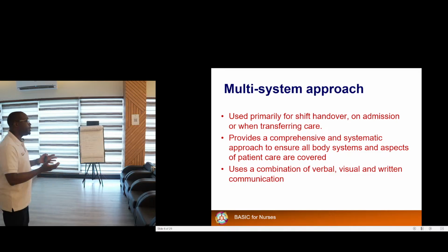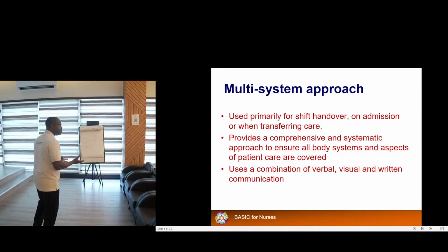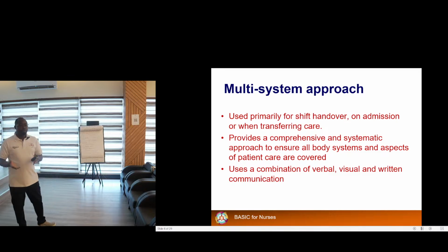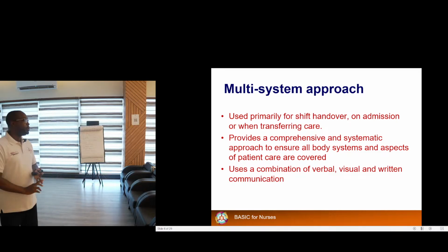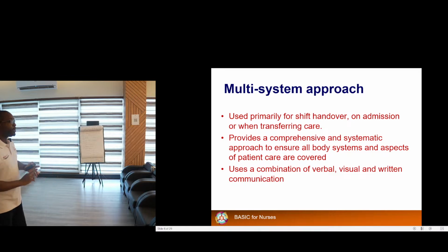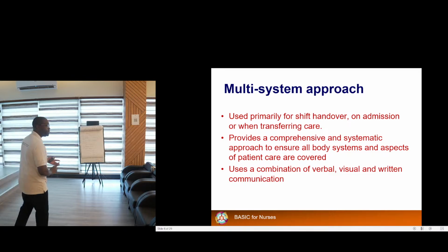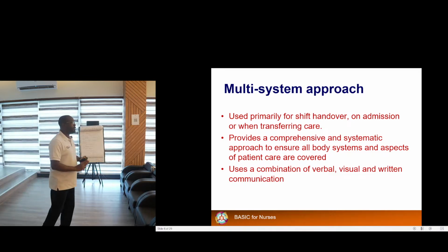Not only that, neuro, CNS, from the pain is part of the CNS. So if you're giving analgesia, it's part of the CNS. If you're giving any sedative medication, it's part of the CNS, right? If the person is delirious, it's part of the CNS.